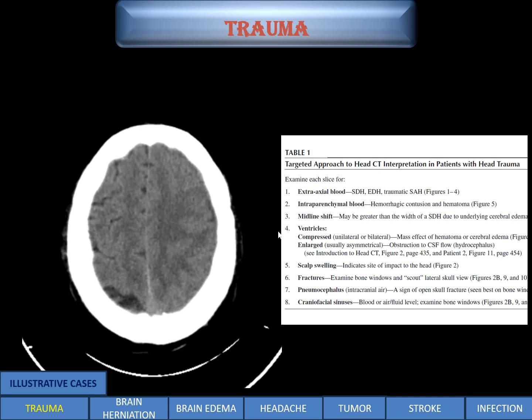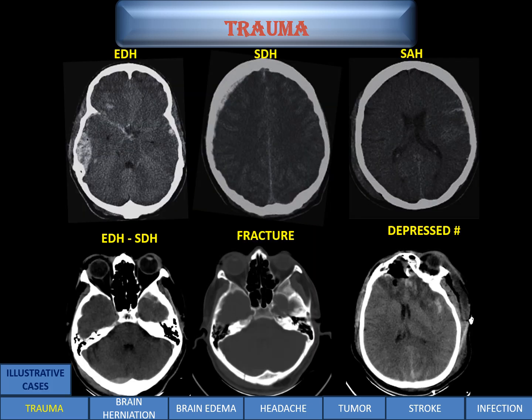So coming to how we interpret it in a CT brain, we look for extra-axial blood, we look for intraparenchymal blood, we look for any midline shift, how the ventricles behave, is there any scalp swelling which will indicate the site of impact on the brain, any fractures, presence of pneumocephalus and in the craniofacial sinuses.